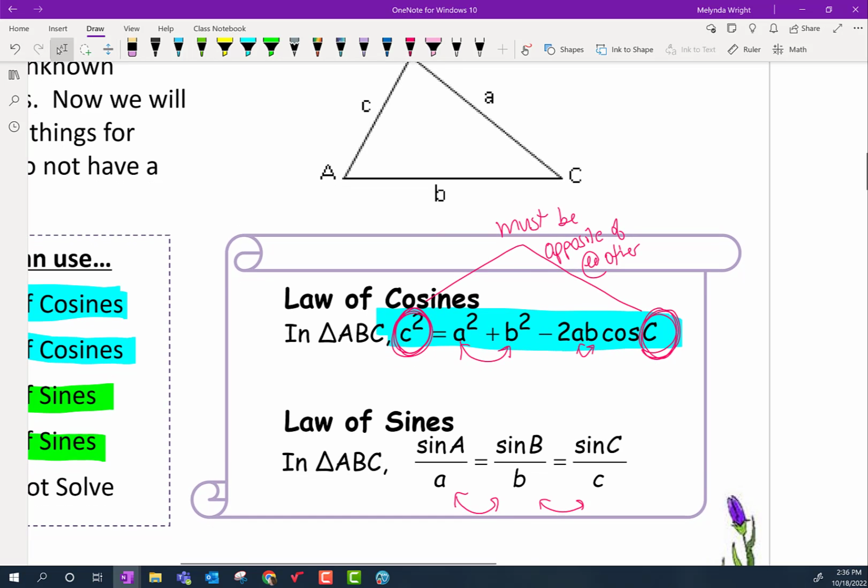And one note we want to make here is that the law of sines cannot find an obtuse angle.